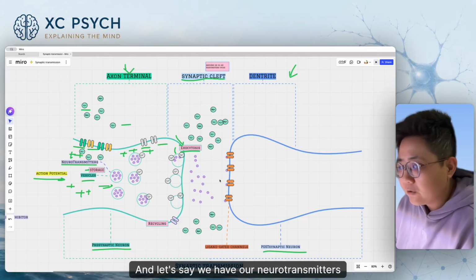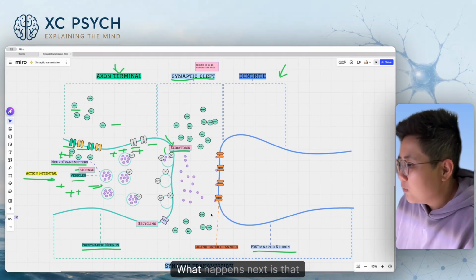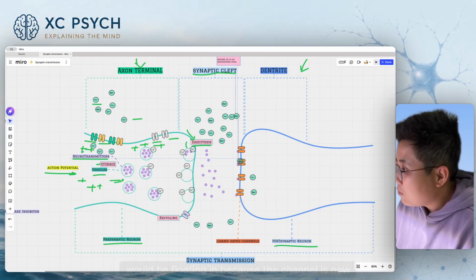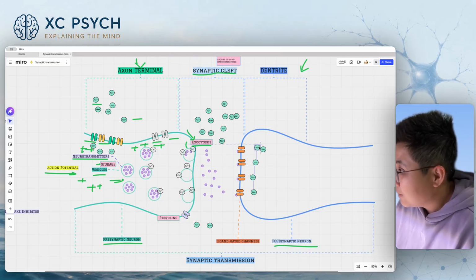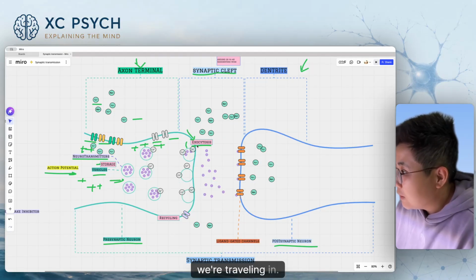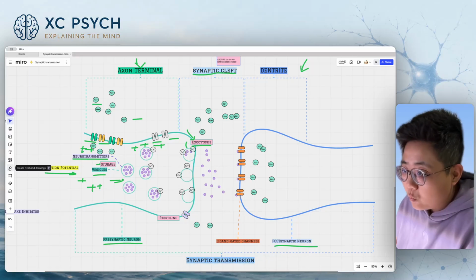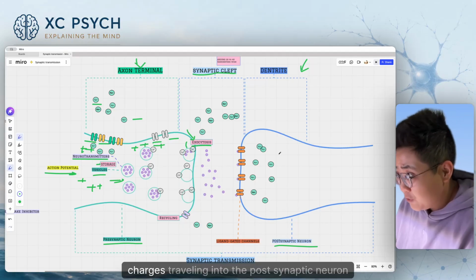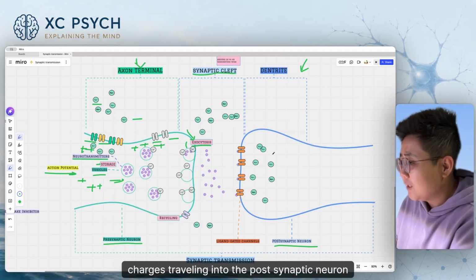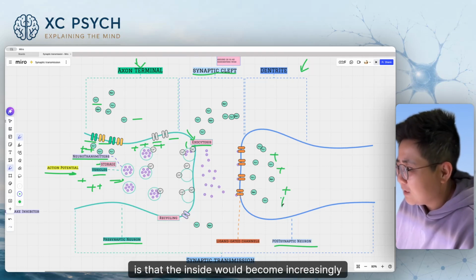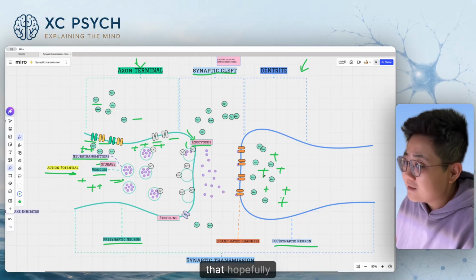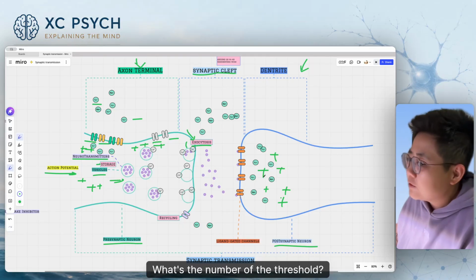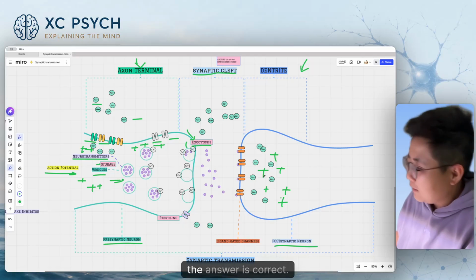And let's say we have our neurotransmitters bonded with the ligand-gated channel. What happens next is that the sodiums would be floating in because the channel is now open, right? And the sodiums here are traveling in. Now, what happens when the sodiums, with positive charges, travel into the postsynaptic neuron is that the inside becomes increasingly positive, and so positive that hopefully it will cross the threshold. What's the number of the threshold? If your answer is minus 55, the answer is correct.